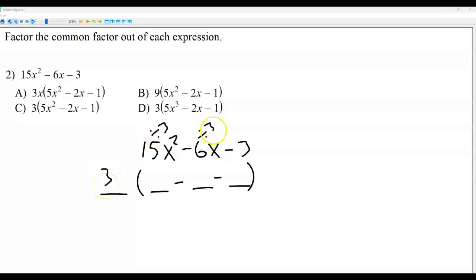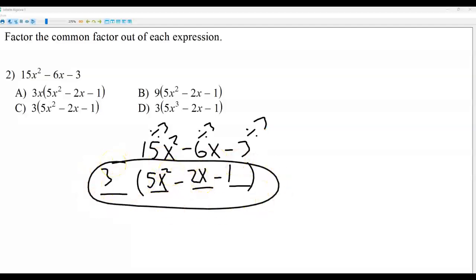When you do this, you want to make sure you're dividing out the biggest number possible. And in this case, it would be 3. So 15 divided by 3 is 5. 6 divided by 3 is 2. And 3 divided by 3 is 1. And typically, if you can, you would want to take out some x's also. But as I've already mentioned, the 3 doesn't have any x's here. And so since we can't take any x's out, because it has to be something they have all in common, the x's will stay the same. And our answer would be this, which appears to be letter C there.